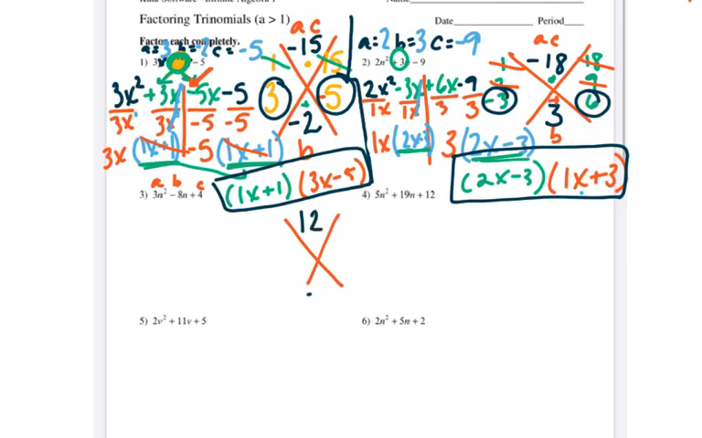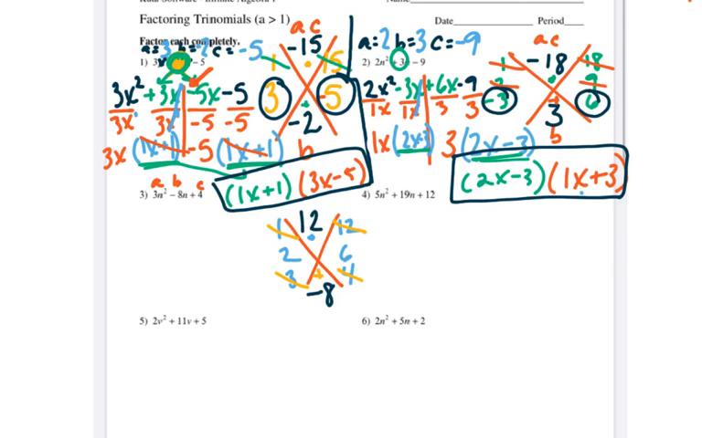B stands for bottom, so I'm putting a -8 on the bottom. Factors of 12 are 1 times 12, 2 times 6, and 3 times 4. Which of these potentially could be manipulated to make an 8? 1 and 12 will never make 8. 3 and 4 will never make 8.